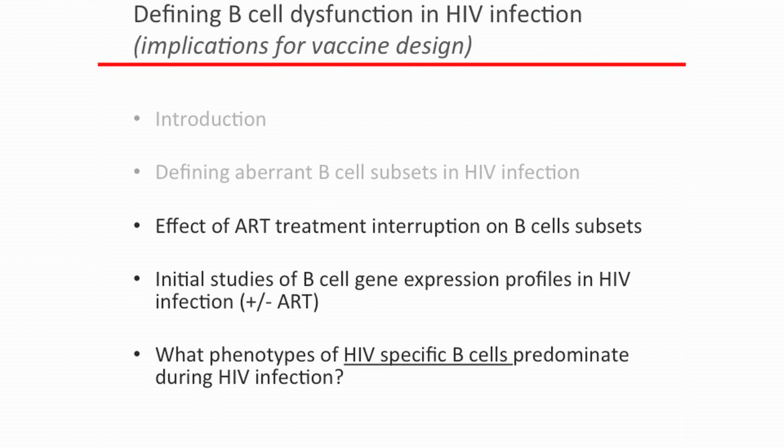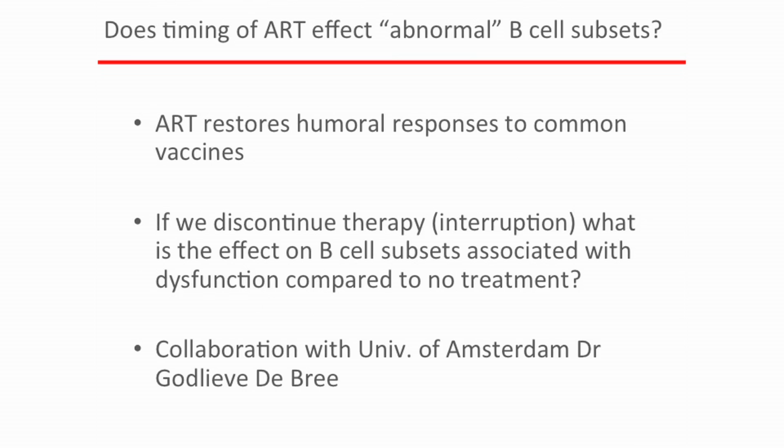So what are the effects of ART treatment interruption on B cells? As I've said, antiretroviral therapy restores humoral responses to common vaccines. This is well documented for influenza, for pneumococcus, etc., and hepatitis B. However, if we discontinue therapy with interruption, what is the effect on B cell subsets associated with dysfunction compared to no treatment at all? This is a collaboration that we formed with Godelieve de Bree from the University of Amsterdam, who came to the lab to perform these experiments.